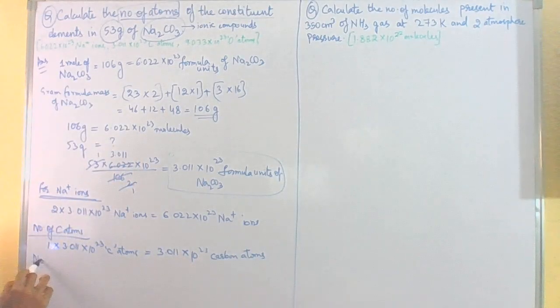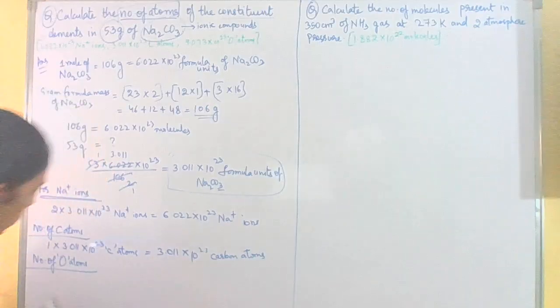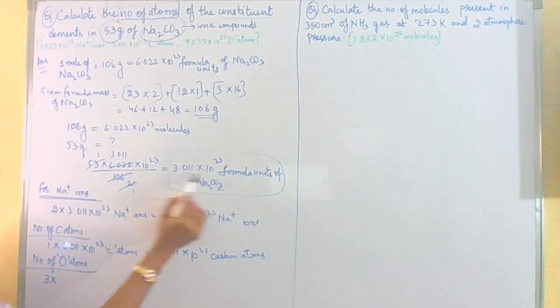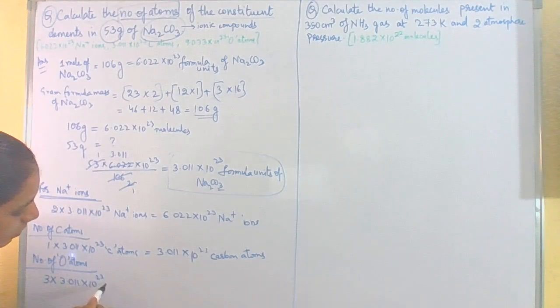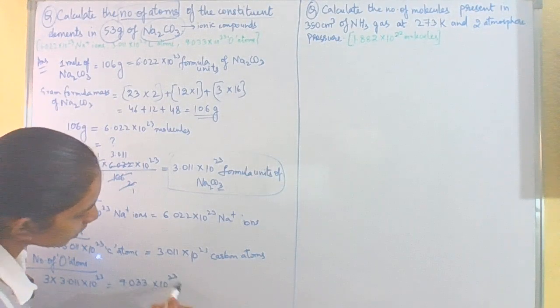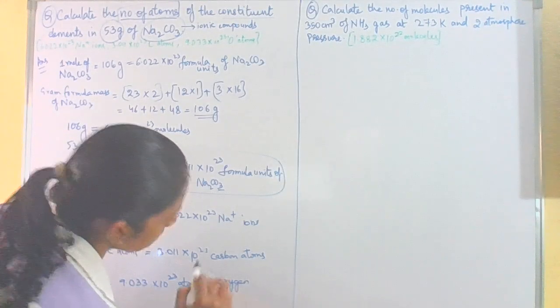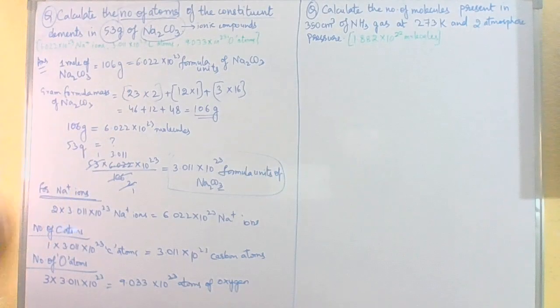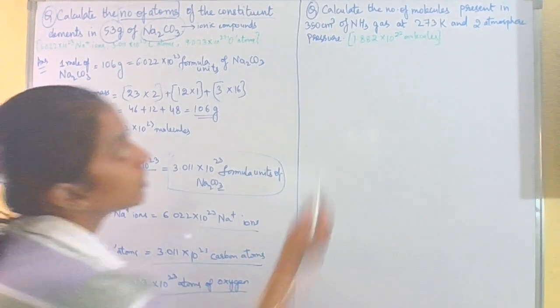Now, the number of oxygen atoms. How many oxygen atoms do we have in Na2CO3? 3 oxygen atoms. So 3 into 3.011 into 10 to the power 23 is equal to 9.033 into 10 to the power 23 atoms of oxygen present in 53 grams of Na2CO3. Okay. Now, we'll see the next question.